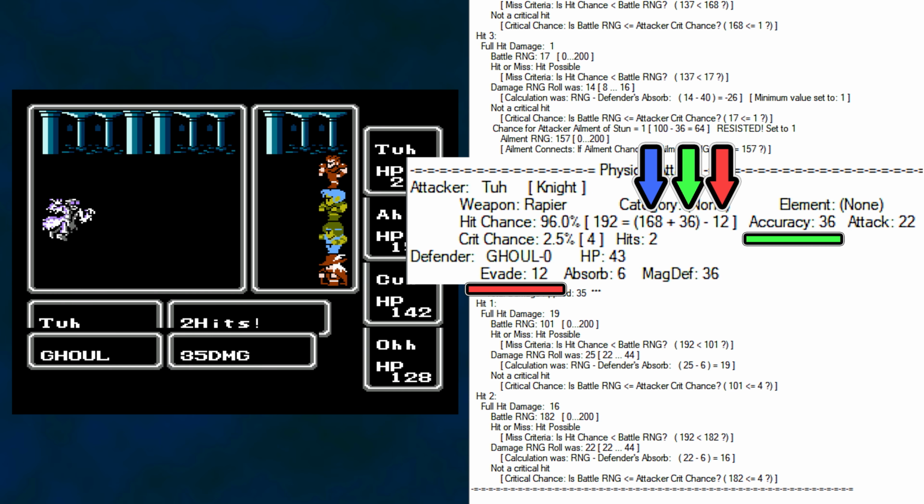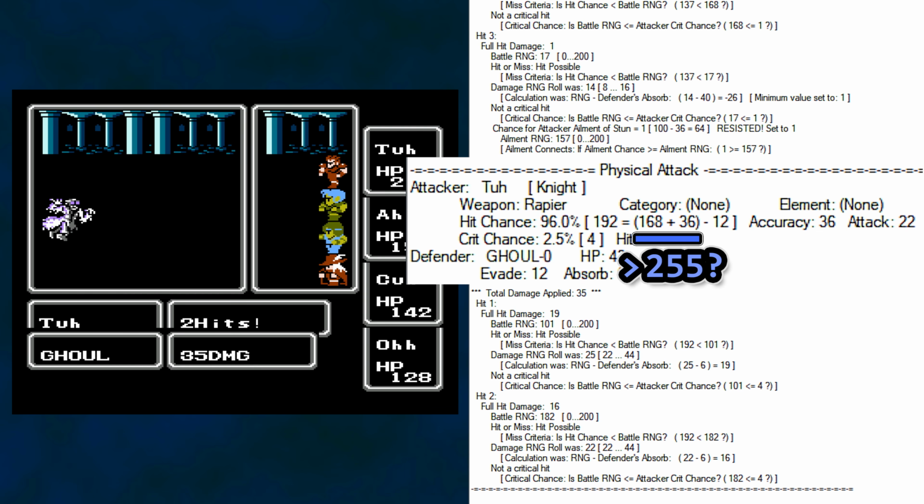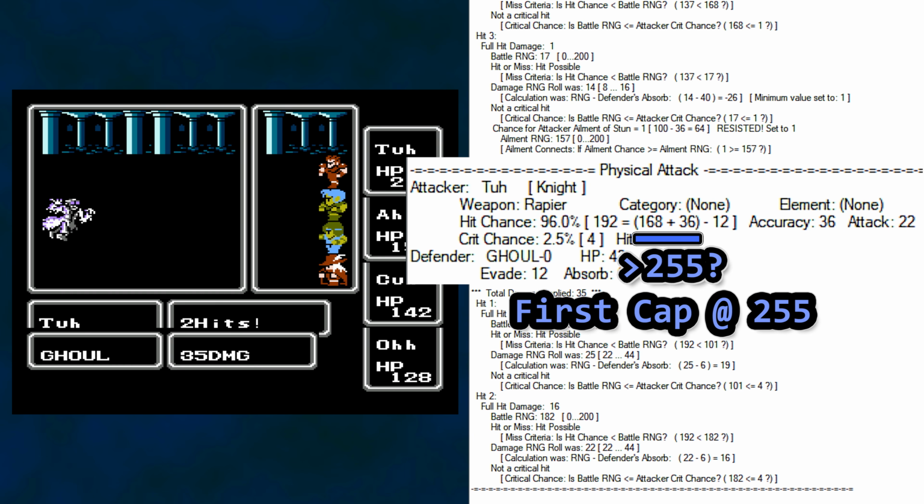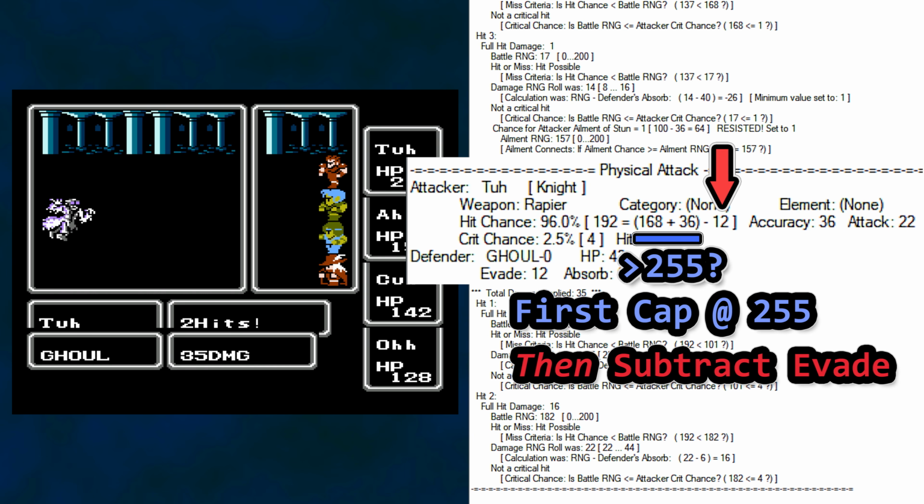Now, other numbers could figure into this calculation if circumstances were different, such as when status ailments are involved, but this is a good basic example of a hit chance calculation. Note that if this calculation in parentheses were to exceed 255, it is reduced to 255 before the defender's evade is figured into it. You can let me know if you think this is fair or not.